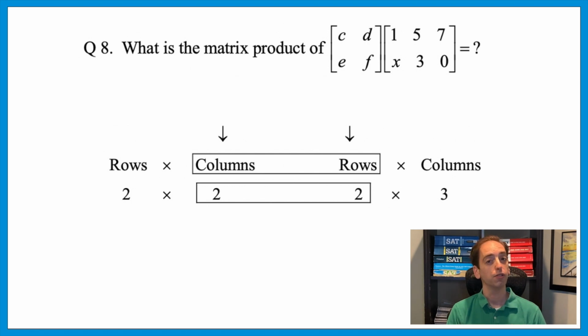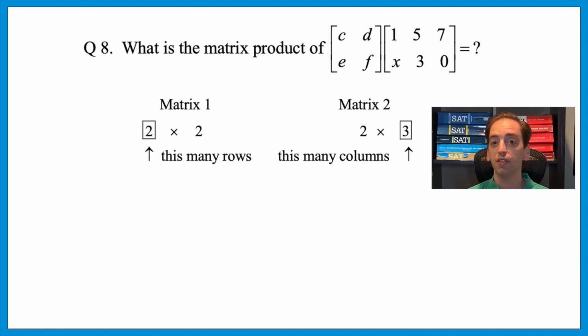But the final dimensions will be a little different this time. Remember, for the final dimensions, we use those outer numbers. That first matrix has 2 rows, and that second matrix has 3 columns. So our final answer will have 2 rows and 3 columns. It'll look something like this.